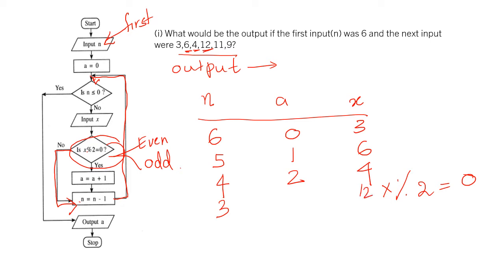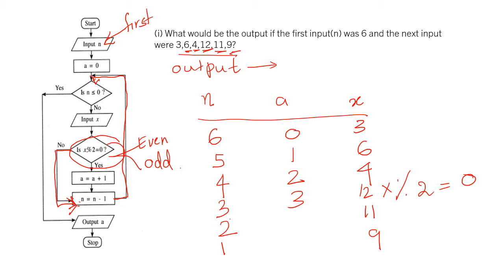Is it an even number? Yes. You add 1 to a, it's 3 now. Then subtract 1 from n, it's 2 now. Still this condition, n is lesser than or equal to 0, is false. Okay, so input x, what is it? 11. Input x is 11. Is it an even number? No. So you are going to the no part and you have to subtract 1 from it. So again going to the loop, still the condition is false. You input the x, what is the x value? It is 9.